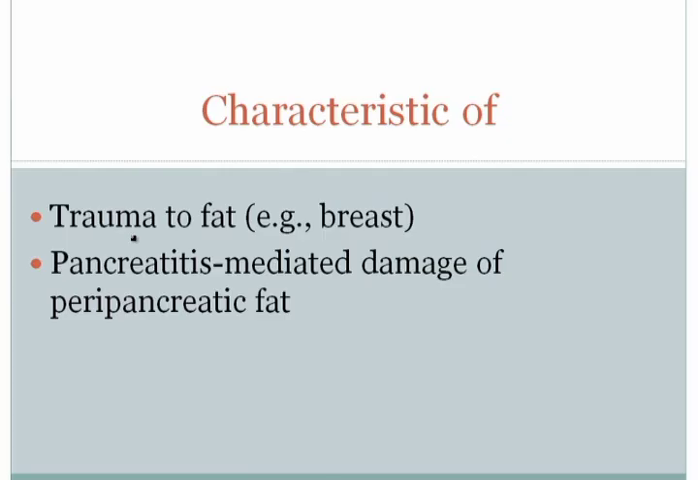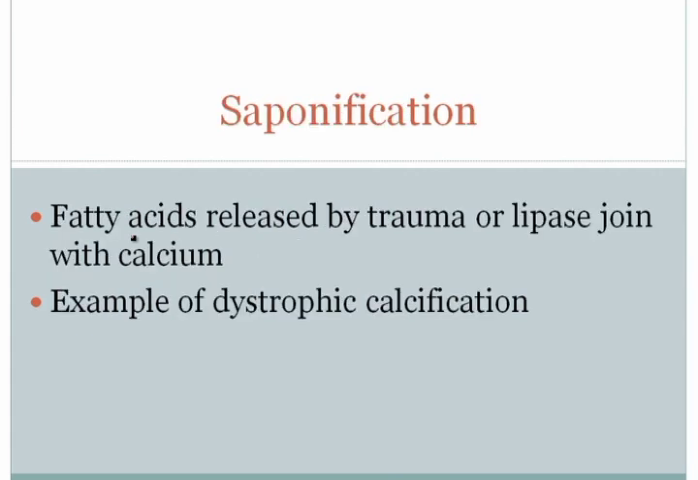Another circumstance in which fat necrosis would be characteristic is the pancreatitis-mediated damage of peripancreatic fat, but I think I've really harped on that enough. Saponification, high-yield term and concept, I've already mentioned it. When fat is damaged, fatty acids are released, whether that be by trauma or by lipase from pancreatitis, and that allows the fat to join with calcium, and that's called saponification. And if you are interested in a side point, this is the way by which soap is made as well. So the consumer soap that we purchase is actually made by a similar process of saponification.